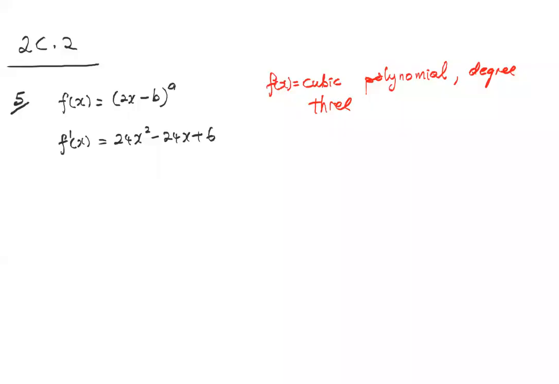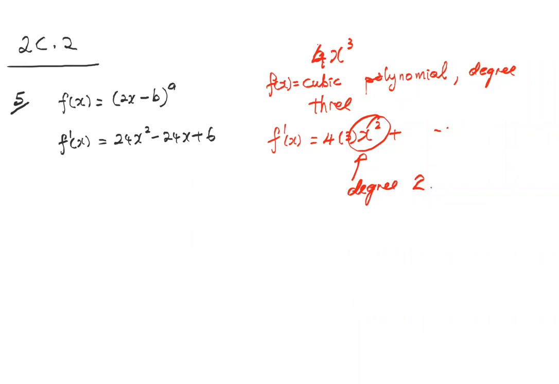Okay, degree 3. So if I differentiate, find the rate of change, you have to bring down the power, correct? Like for example, I have 4x cubed. So I will write 4 multiplied by the power take away 1, correct? So it becomes degree 2. Am I right?